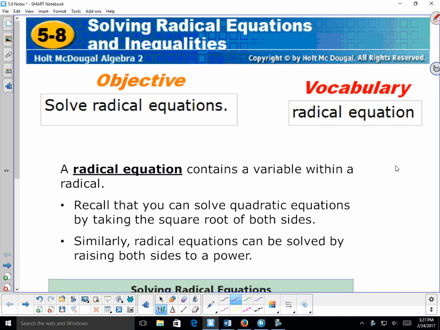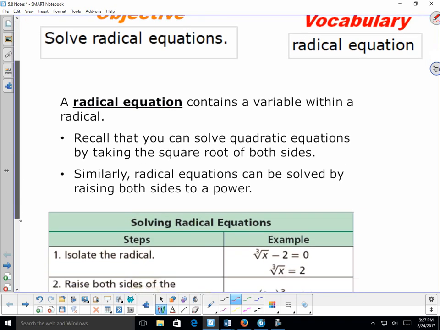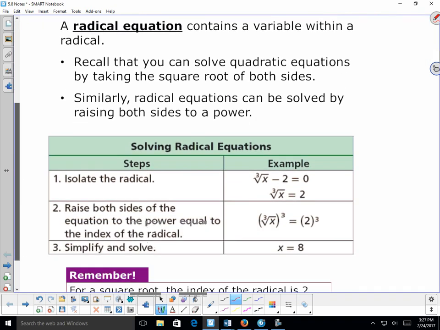A radical equation is an equation that contains a variable within a radical. So recall that you can solve quadratic equations by taking the square root of both sides. Similarly, radical equations can be solved by raising both sides to some power.